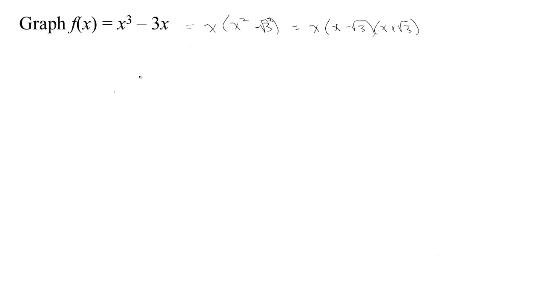Then you could see easily where the function was crossing the x-axis. Say, okay, when x equals 0, I know I'm on the x-axis, or if x is the square root of 3, I know I'm on the x-axis, or if x is the negative square root of 3. At that point, you probably turn to the highest degree term, knowing that x cubed likes to go up to the right and down to the left. You would know that the function likes to do this.